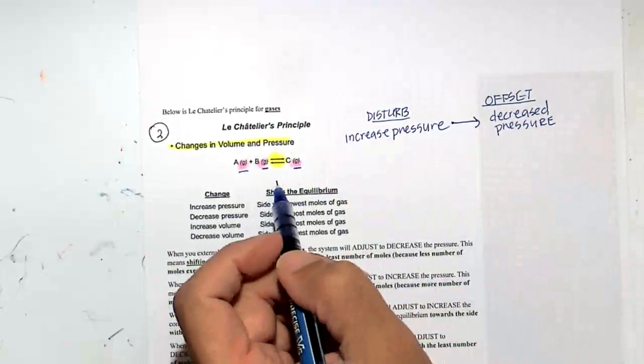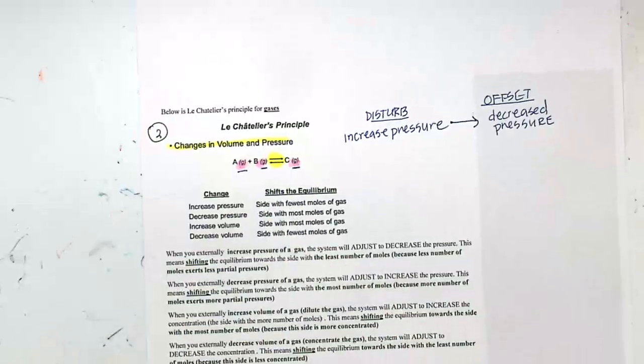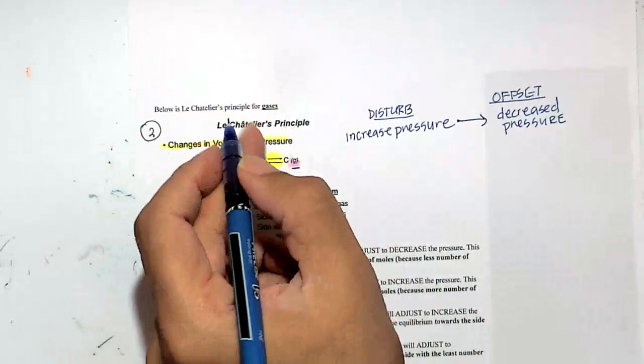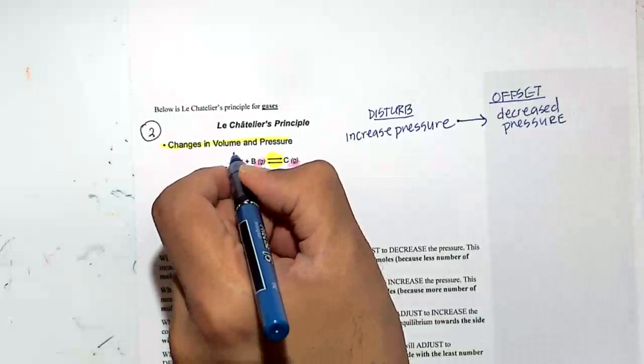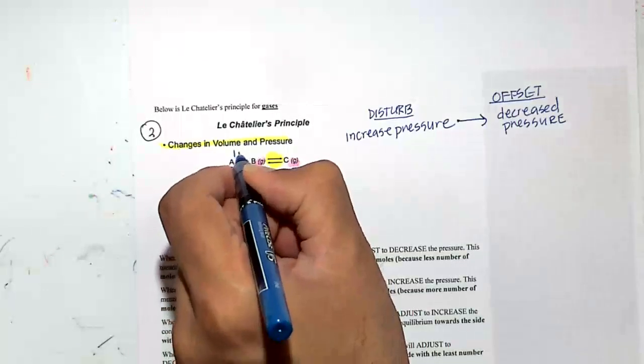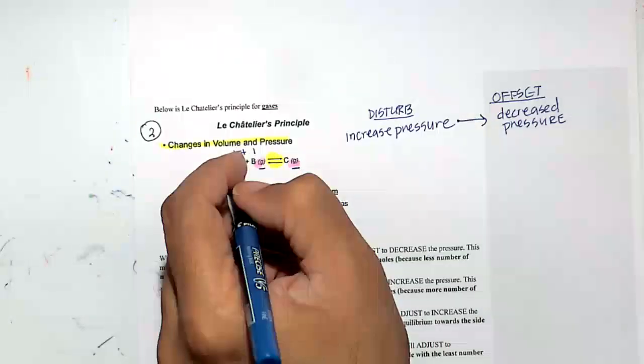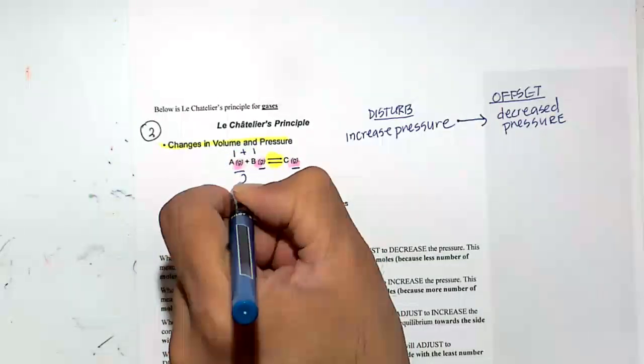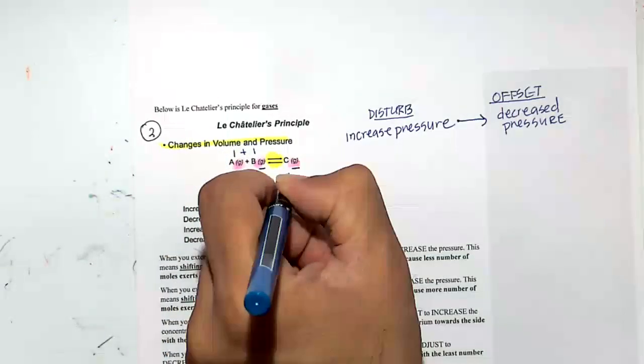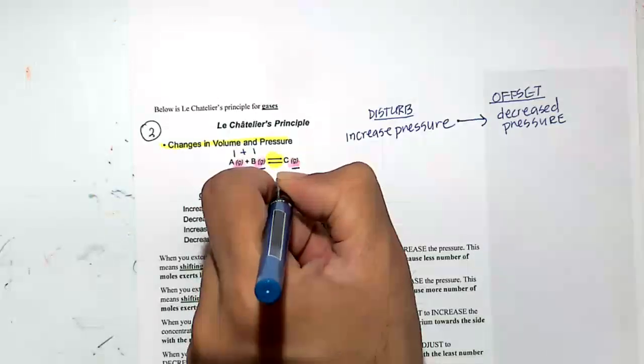So which side in this reaction has decreased pressure? Is it the one with 2 moles? How many moles are on the reactant side? Okay, we have 1 mole of gas A plus 1 mole of gas B. So what's 1 plus 1? 2. How many moles of gas do we have in products?